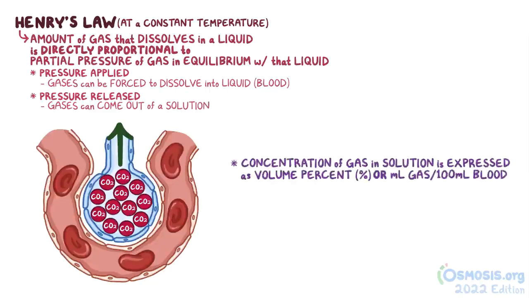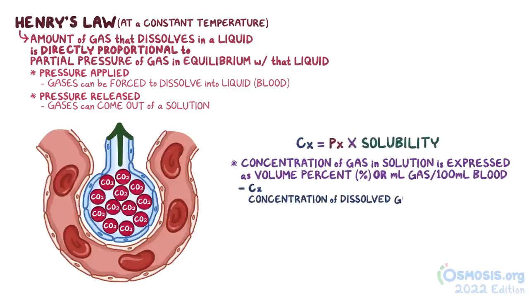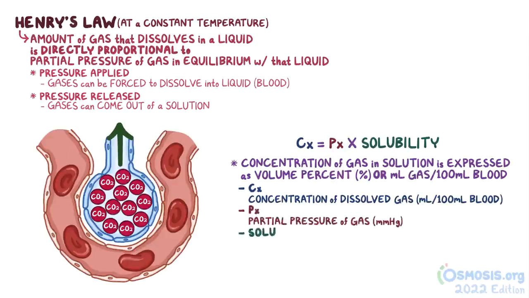Thus, for blood, Cx equals Px times solubility, where Cx is the concentration of dissolved gas, that is, milliliters of gas per 100 milliliters of blood, Px is the partial pressure of gas, in millimeters of mercury, and solubility refers to the solubility of gas in blood, and that's milliliters of gas per 100 milliliters of blood per millimeter of mercury.